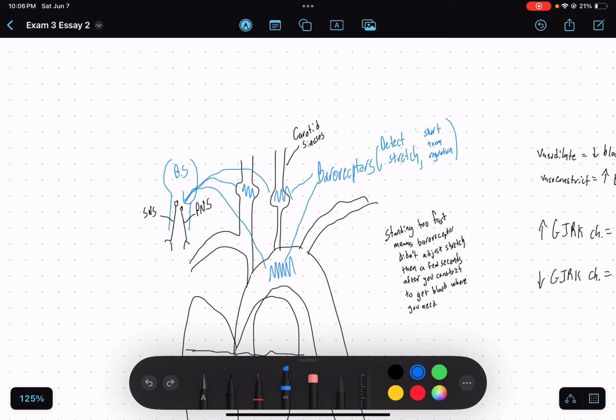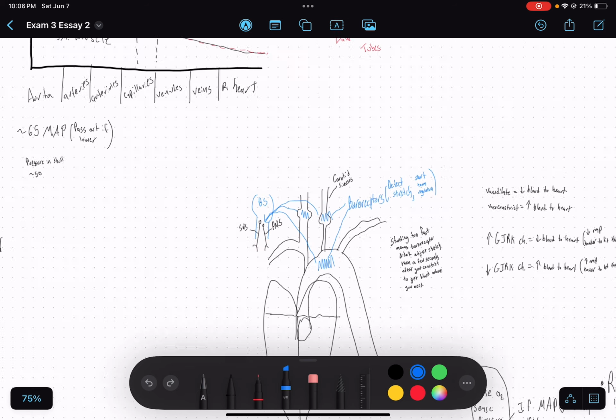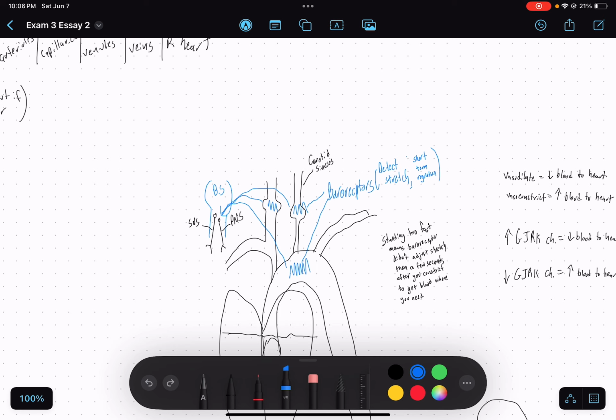And they detect changes in blood pressure by detecting the stretch that the blood is being pumped into here. So if blood is being pumped in here really fast and it stretches this a bit more, it's going to detect that. Or if it increases stretch here or here, it's going to tell the brain to give a response in order to counteract what's happening and maintain homeostasis.